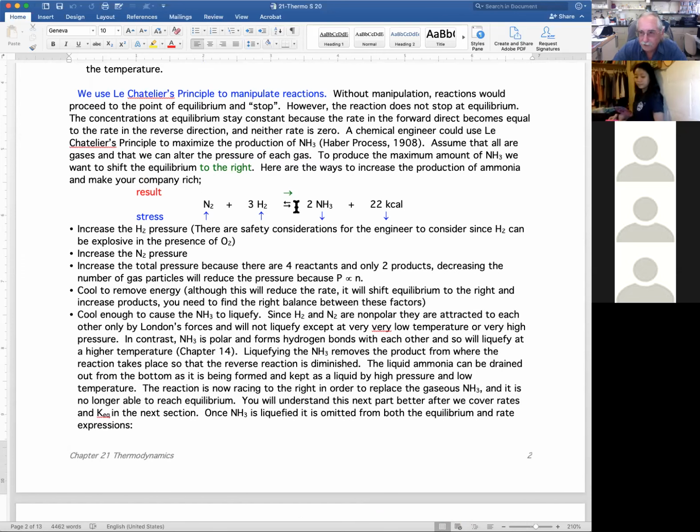Looking at the energy diagram, by lowering this energy right here, it's easier to get to products and it's easier to get back to reactants. So if I add a catalyst to a reaction that is already at equilibrium, nothing happens.